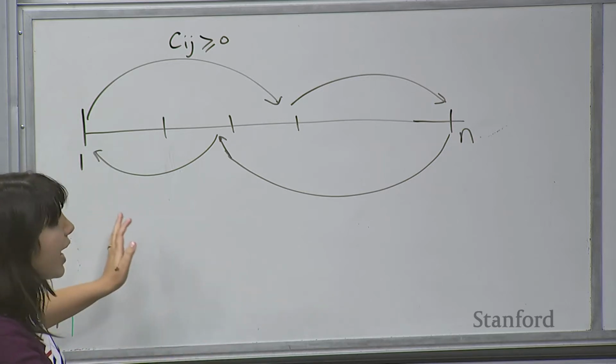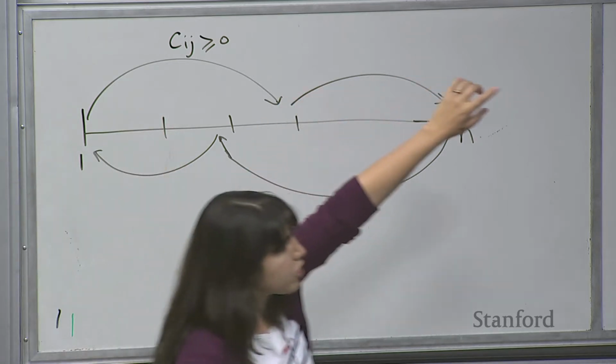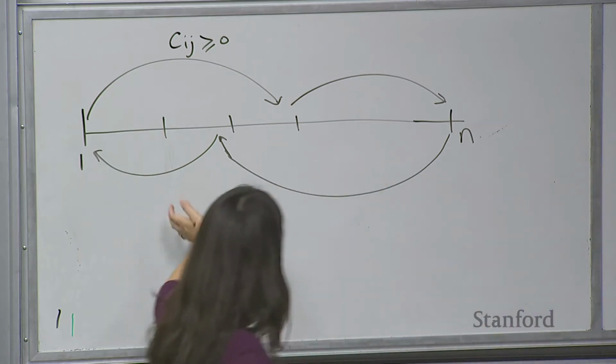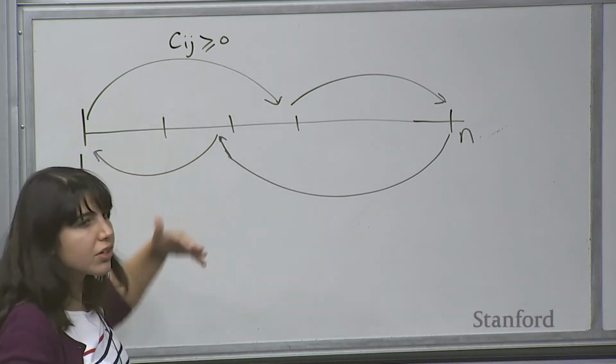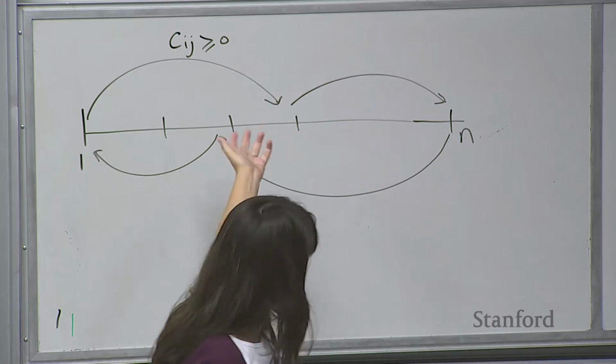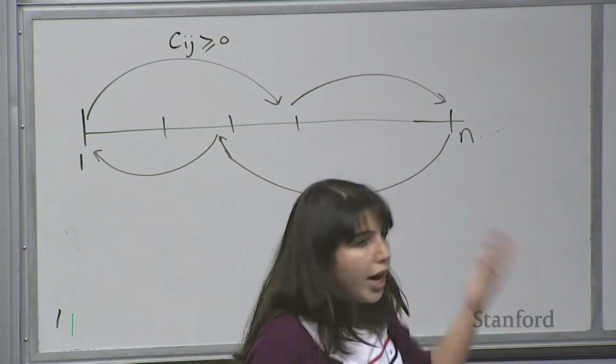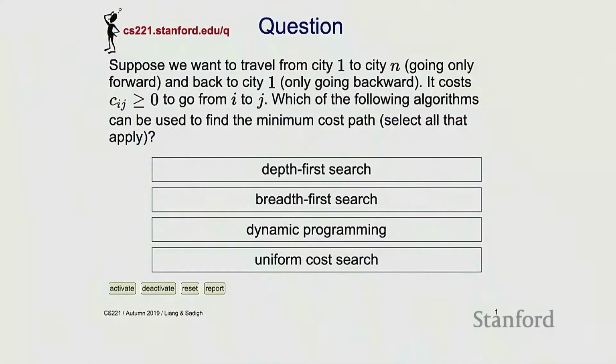But irrespective of that, I can't use depth first search. So far I'm just talking about depth first search. Irrespective of how I'm looking at the problem, the costs are going to be non-zero. So because the costs are going to be non-zero, I can't use depth first search. So let's talk about that first. So how about breadth first search?